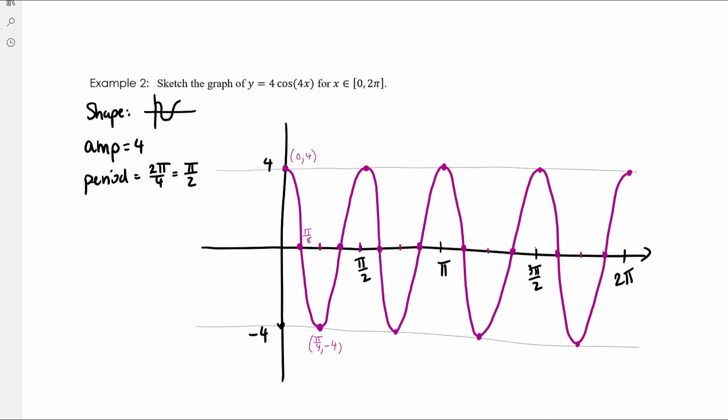What are we up to? 2 pi on 8, 3 pi on 8 for this x-intercept. 4 pi on 8, or pi on 2. 5 pi on 8. 6 pi on 8, which is 3 pi on 4. 7 pi on 8. 8 pi on 8, which is pi. 9 pi on 8. 10 pi on 8, which is 5 pi on 4. 11 pi on 8. 12 pi on 8, which is 3 pi on 2.